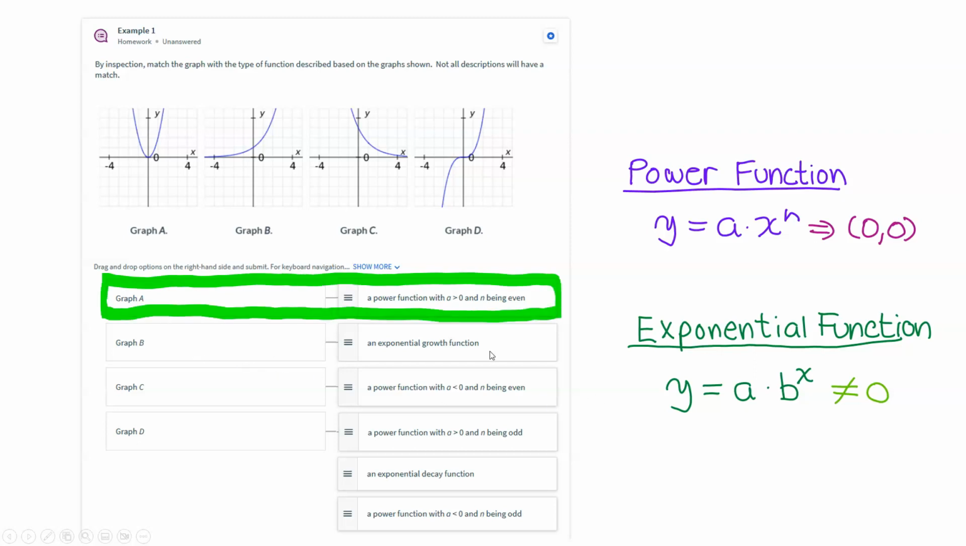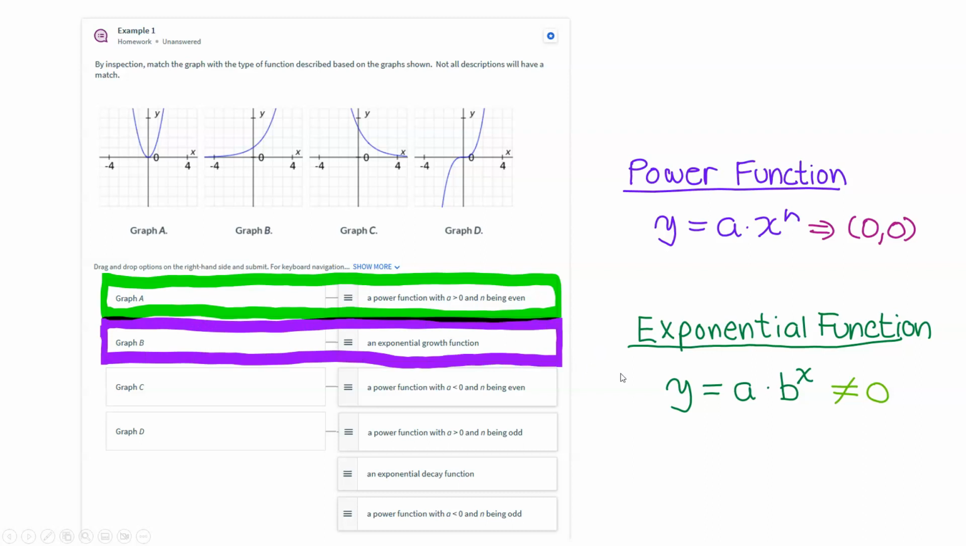Graph B, at least the way it came out for me, it's going to come up in different orders for you. You can see this is an exponential function because you have that one side that has that horizontal asymptote, and it's continuously growing. This is a growth function. So this is an exponential growth function, so that one was already matched up correctly.